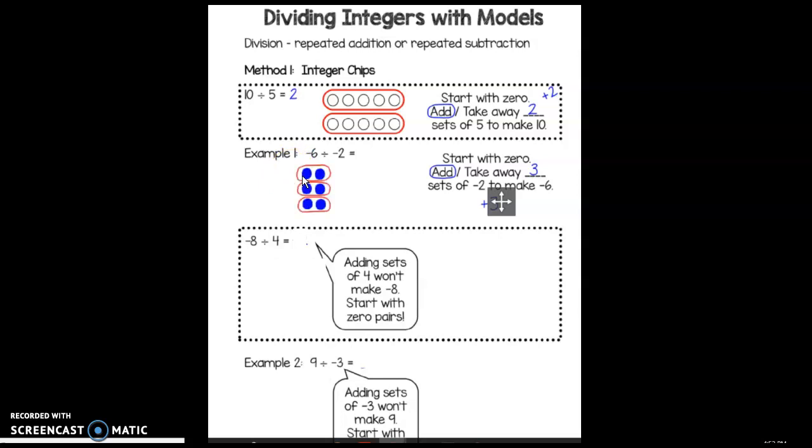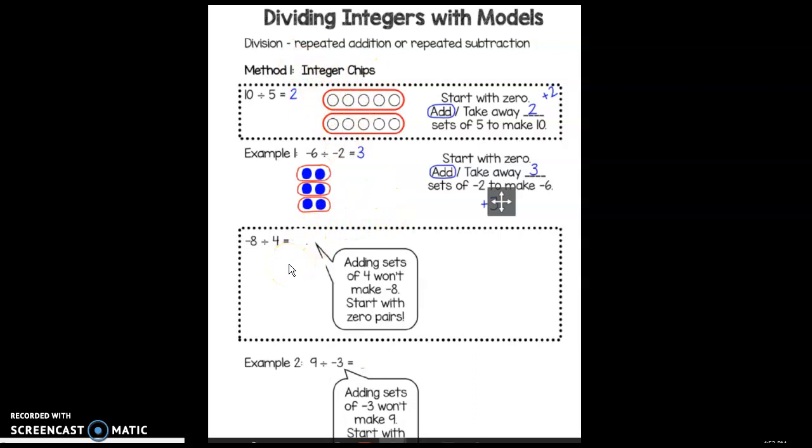So that means we're going to have 3 sets of negative 2, and that gives us a total of negative 6. So, since we have 3 sets, we know our answer is positive 3. If you have not noticed, the number of sets tells you the number of the correct answer. So since we're adding 3 sets, our answer is positive 3. Since we added 2 sets, our answer was positive 2.